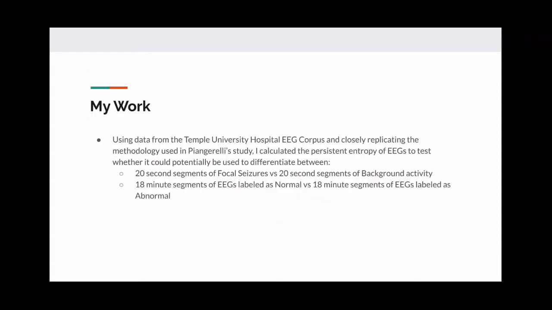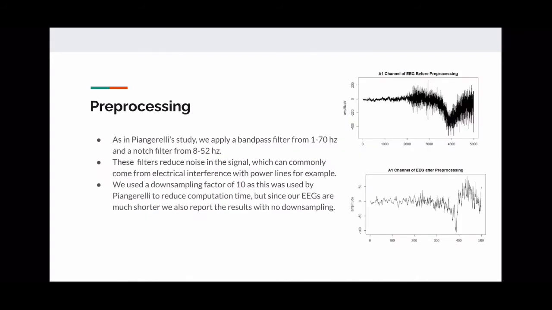So the engineering work that my brother Christopher did looked at the Temple University Hospital EEG corpus, and it closely tried to replicate Piangerelli's study, although Piangerelli did his with pediatric EEGs. Christopher calculated the persistent entropy of EEGs to test whether it could potentially be used to differentiate between 20-second segments of focal seizures versus 20 seconds of just normal background activity. Another experiment he did was to test between 18-minute segments of EEGs labeled as normal versus 18 minutes of EEGs labeled as abnormal.